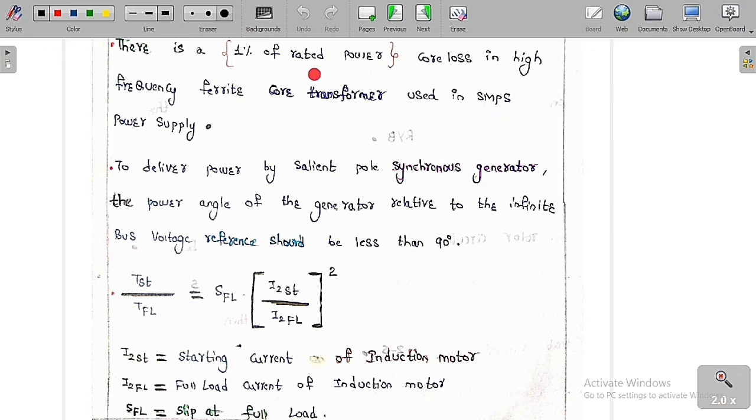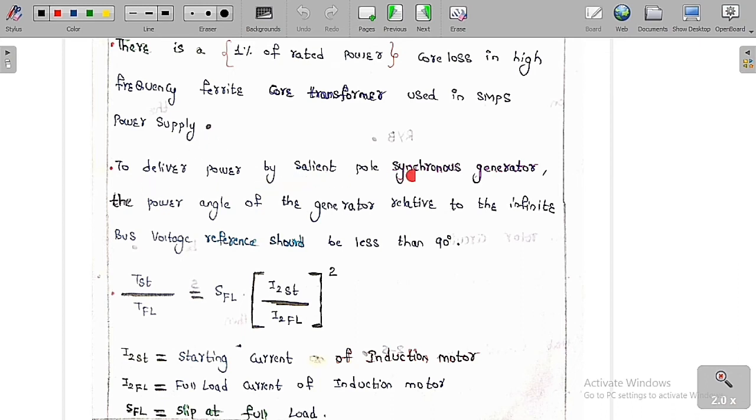There is a 1% of rated power core loss in a high frequency ferrite core transformer used in a switch mode power supply. I already told you, in a switched mode power supply, we use a ferrite core transformer for high frequency applications. In that, only 1% of the rated power is lost as core loss.